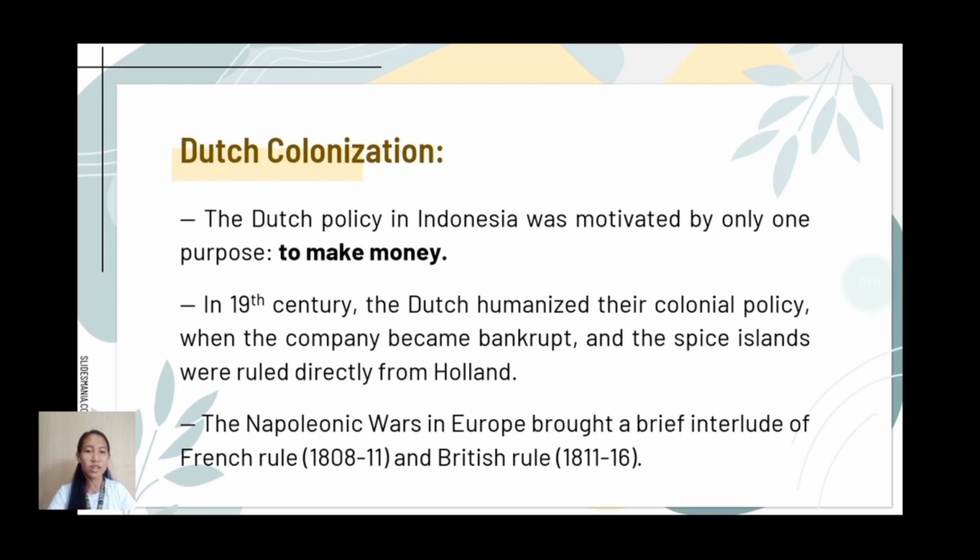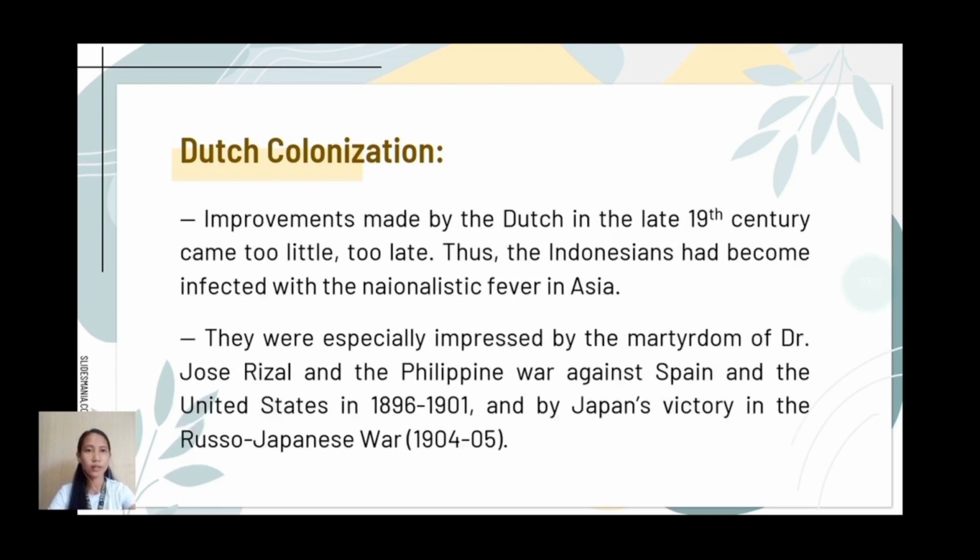By then, the Indonesians had tasted life without the Dutch, and they rose in several unsuccessful revolts: the Java War, the Aceh War, and the Bali Revolt. Improvements made by the Dutch in the late 19th century came too late. Thus, the Indonesians had become infected with a nationalistic fever in Asia. So, they were able to overcome their fears and tried to fight the Dutch colonizers.